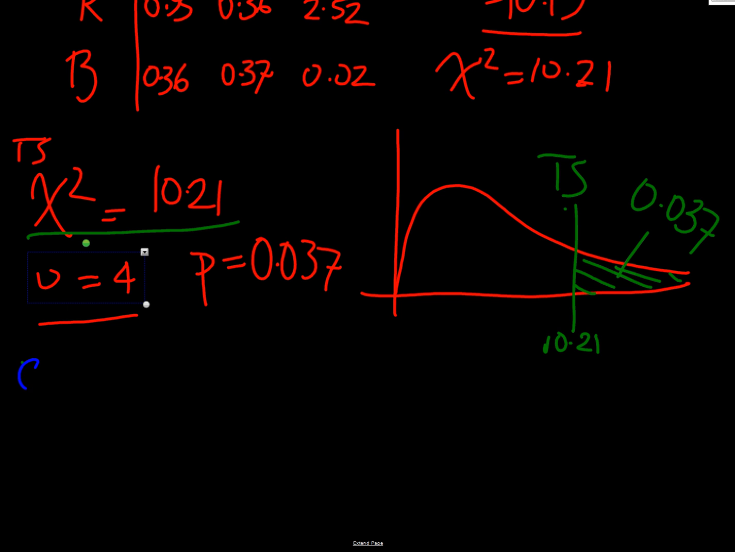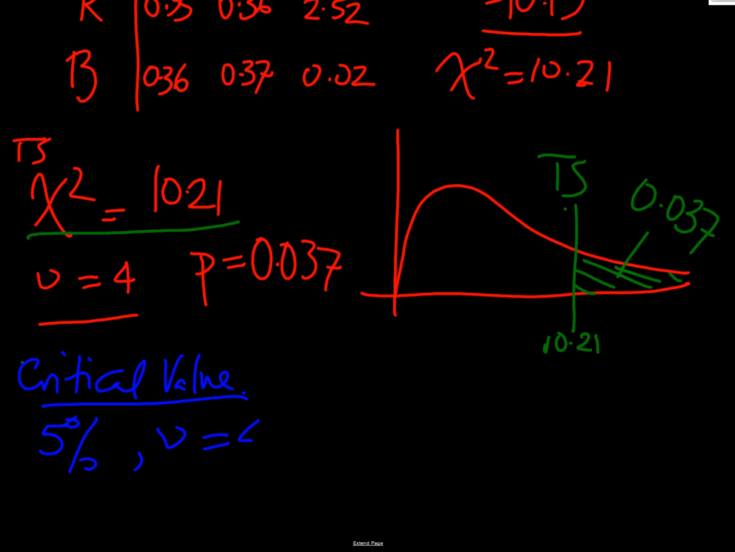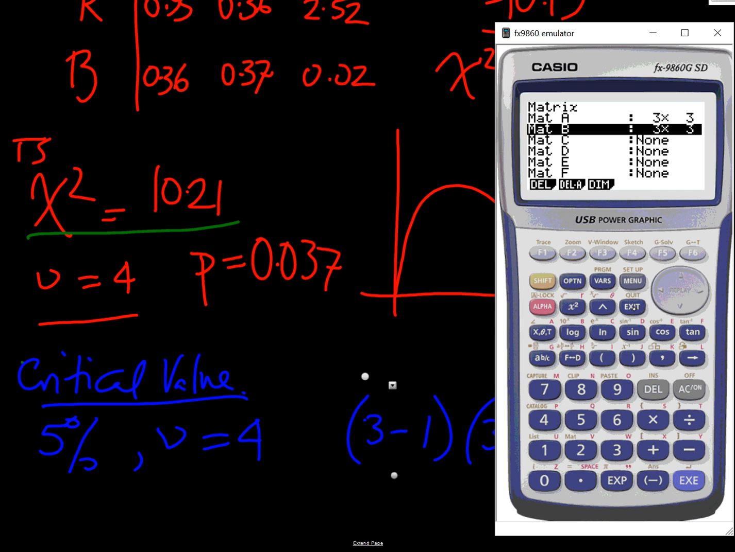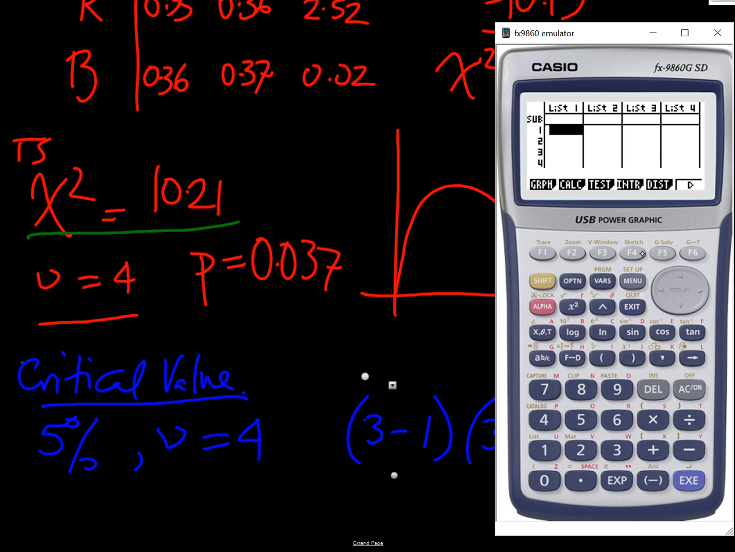Okay, so what's our critical value? Let's work that out. Well, what do we know here? We're interested in the 5% level, and we've got 4 degrees of freedom. That fitted in, didn't it? Because we had a 3 by 3 table, that gives us 4 degrees of freedom. There's our critical value. So let's go on and use our calculator the other way around to find our critical value.